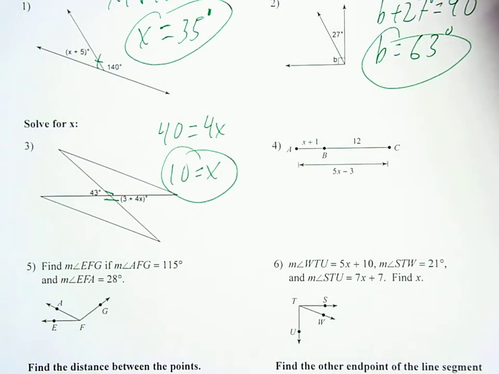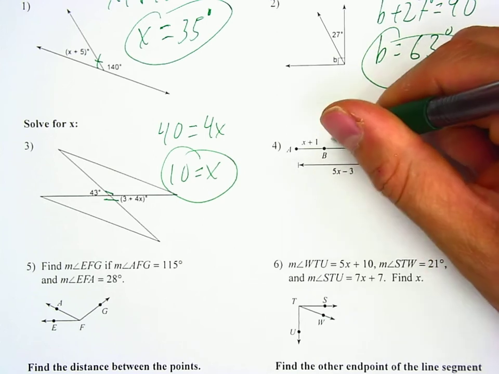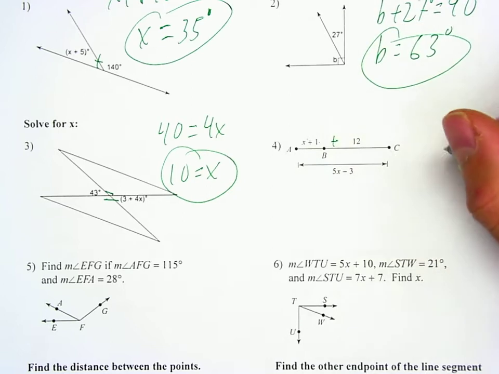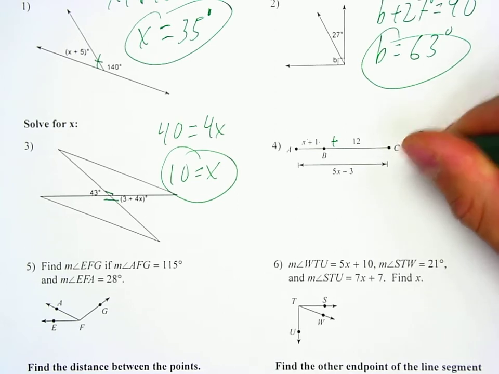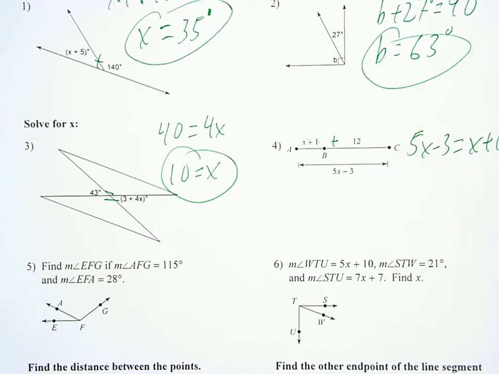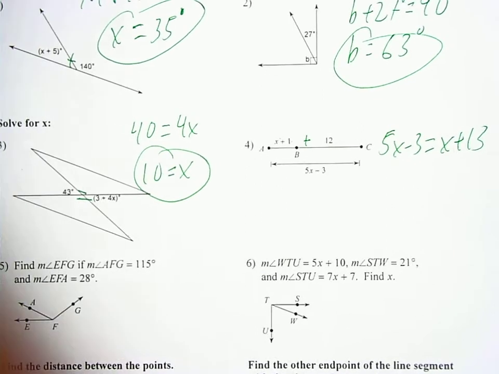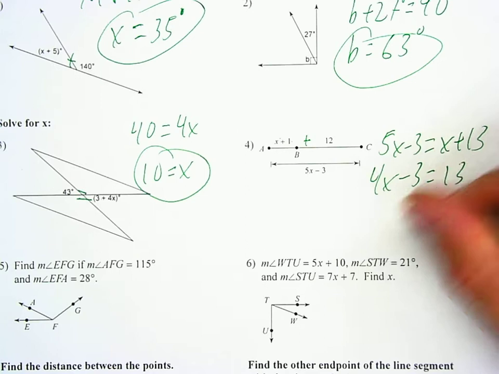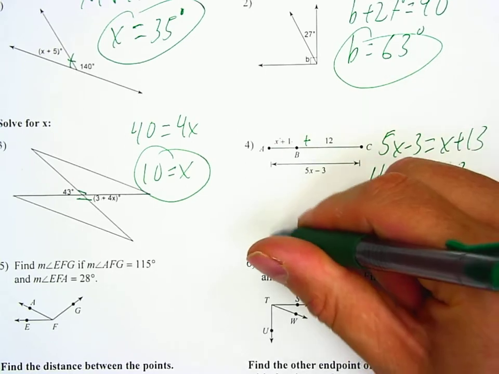Question 4. We have two adjacent segments, making a longer segment underneath it. So we'll add those two together, x plus 1 plus 12. That will make x plus 13. And that will be equal in value to 5x minus 3. I'll take x from 5x to yield 4x. I'll add 3 to 13 to yield 16. And I'll divide 4 into 16 to get 4.